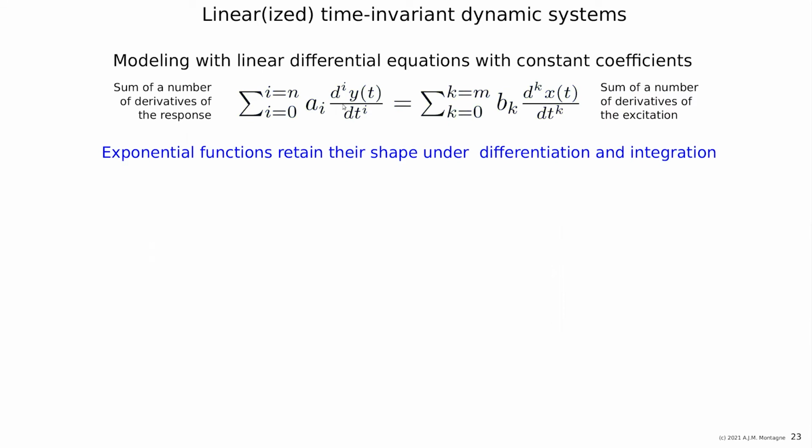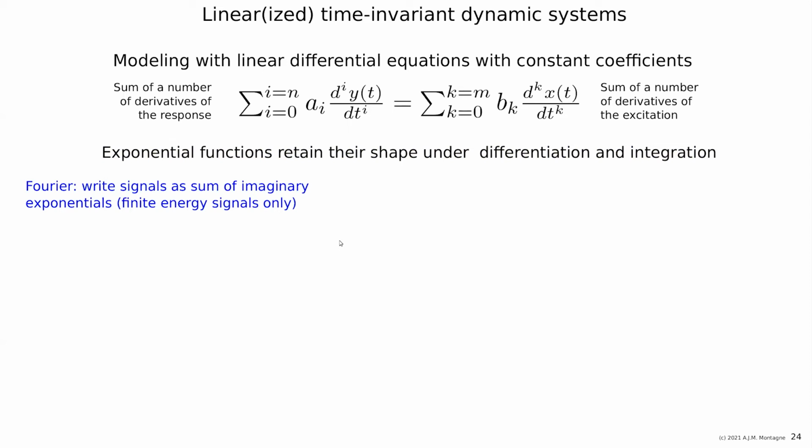The nice thing to know about these differential equations is that exponential functions retain their shape under differentiation and integration. So if we are able to write a signal as a linear combination of exponential signals, then it's easy to solve this differential equation, because then the shape of all the signals is the same and only the coefficients are going to change, because that is what happens if you take a derivative of an exponential function. And that is basically what Fourier and Laplace did.